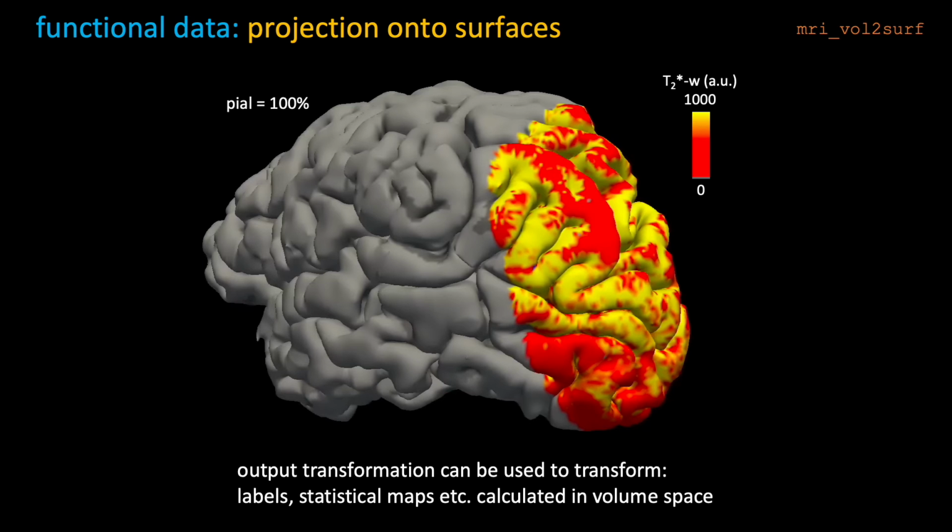And as I mentioned, what we are doing here is creating these transformations that can be used to convert any volume data that are in the same space, that are co-registered with the fMRI data, to the surfaces. So if we have labels that we have manually created in the volume space, or statistical maps, as you will see in a few slides, we can use the same transformation to project this data onto the surfaces.